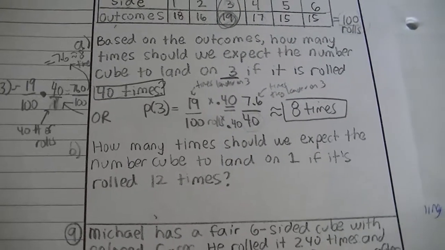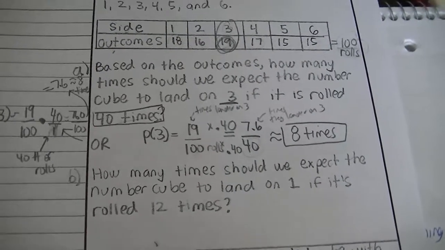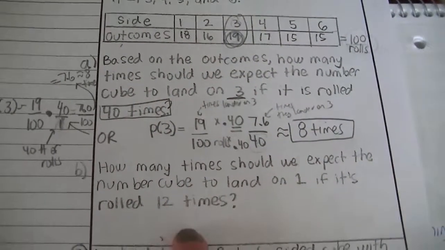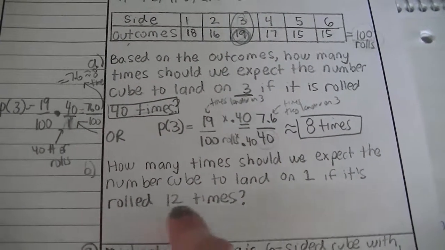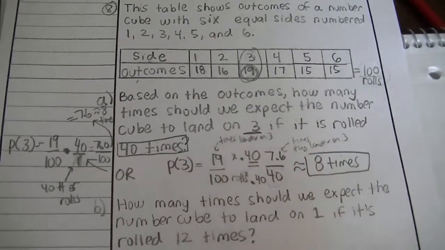B, how many times should we expect the number cube to land on 1 if it's rolled 12 times? Okay, so that's really similar to letter A. So I want you to go ahead and follow the procedure we did for letter A and answer this one on your own, okay? If you don't know what to do, you need to rewind the video and rewatch what I did up here, okay?